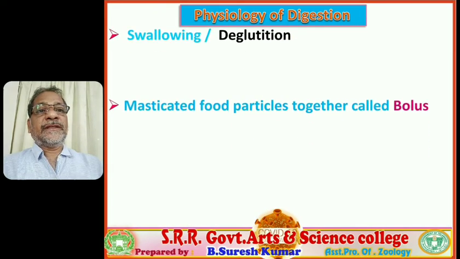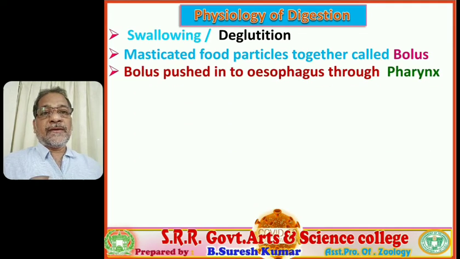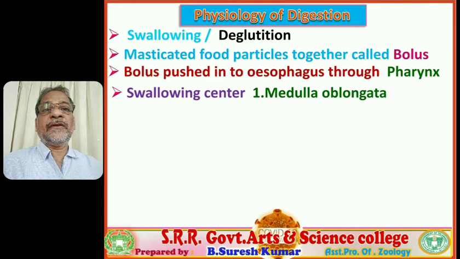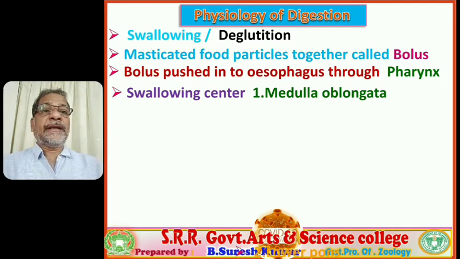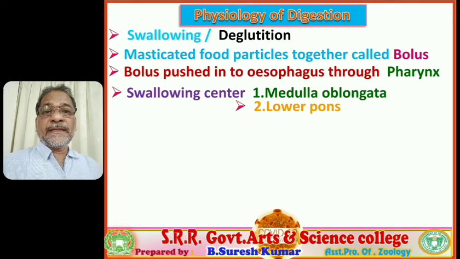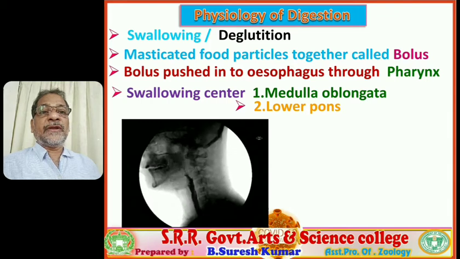Next, after chemical digestion with saliva, the masticated food particles together form the bolus, which leads to swallowing, deglutition. What is swallowing? What is deglutition? Deglutition is the process in which the bolus is pushed into the esophagus through the pharynx. So that is swallowing. Followed? It is mediated by the swallowing center seated in the medulla oblongata and lower pons. Remember, these two centers regulate the swallowing and deglutition process. You observe this visual, in what manner the swallowing goes on.